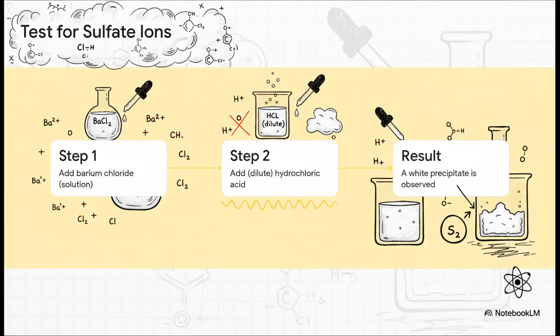Okay, the mark scheme lays it out as a 3-step recipe. Step 1, add some barium chloride solution. Step 2, and this is super important, you have to add some dilute hydrochloric acid. That's to get rid of anything else that might interfere. And finally, step 3, the result. You see a white precipitate form. You need to mention all 3 of those things to get the full 3 marks. Miss one, and you lose out.